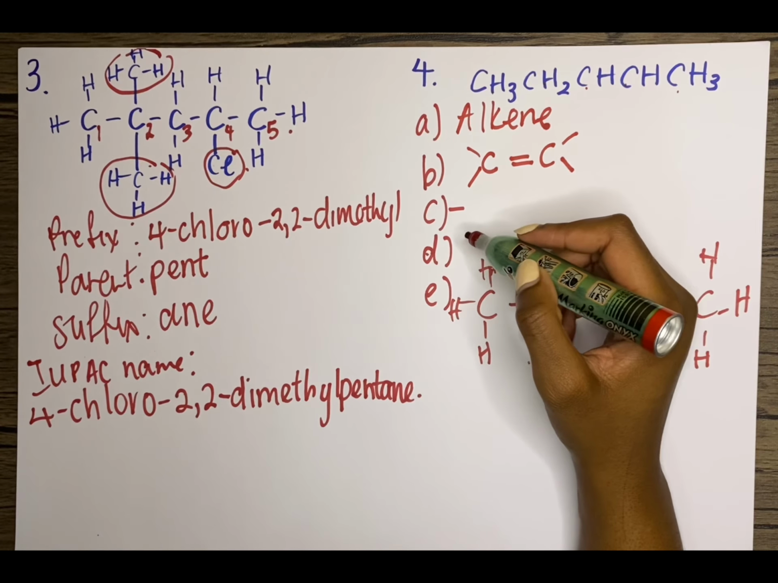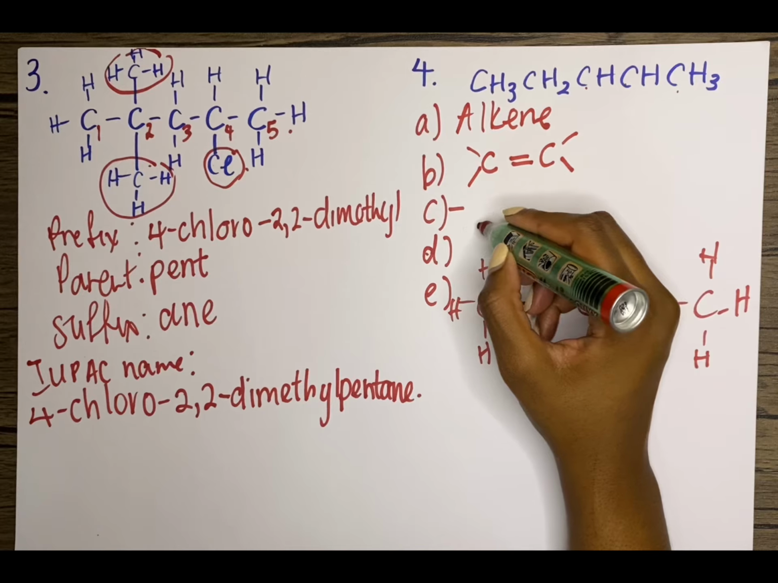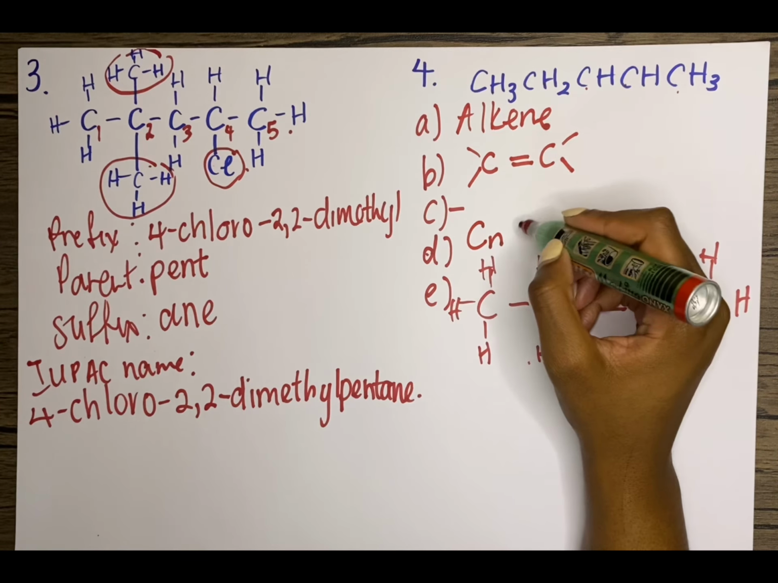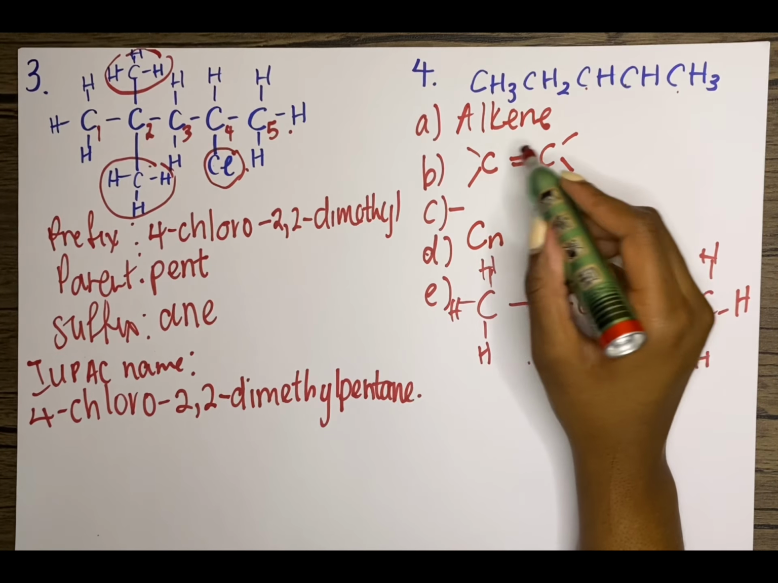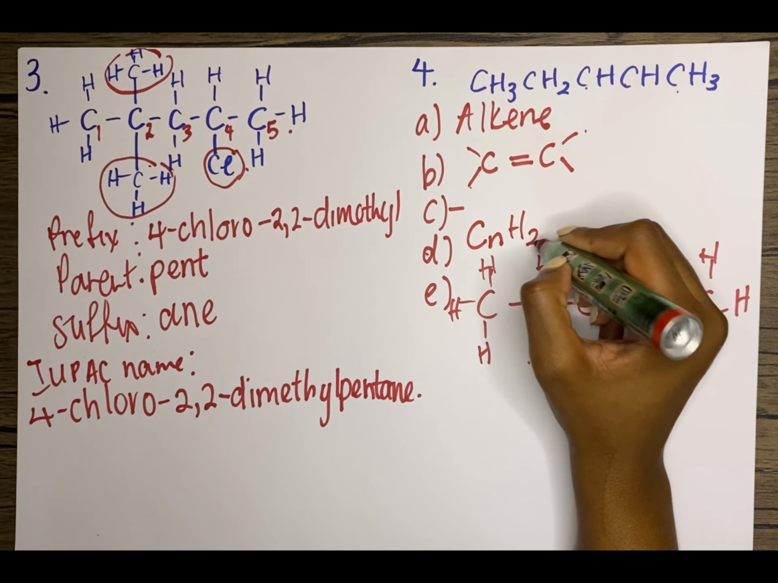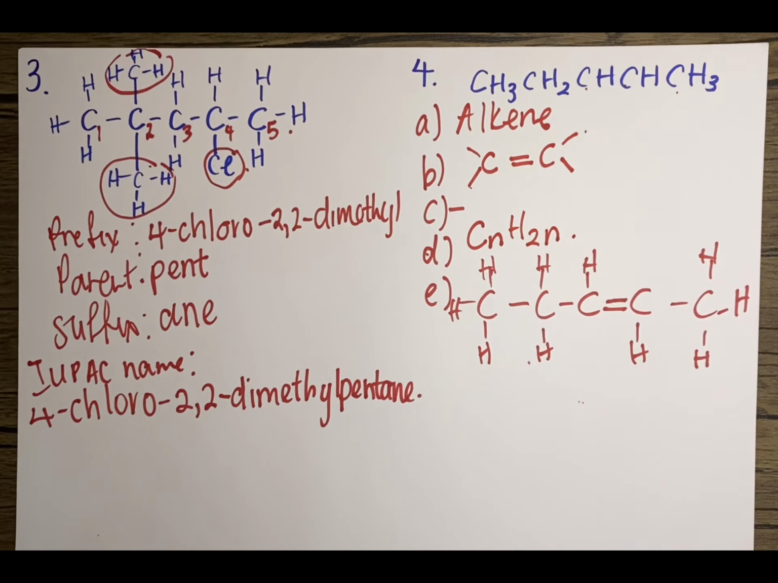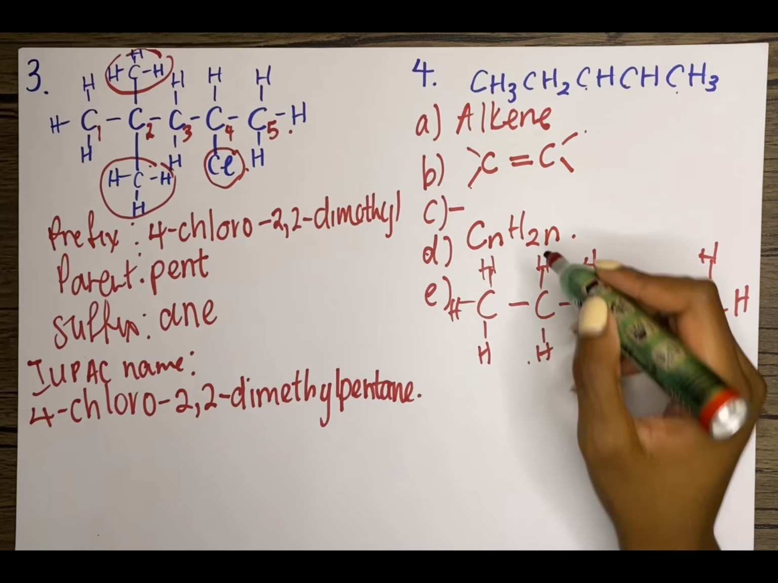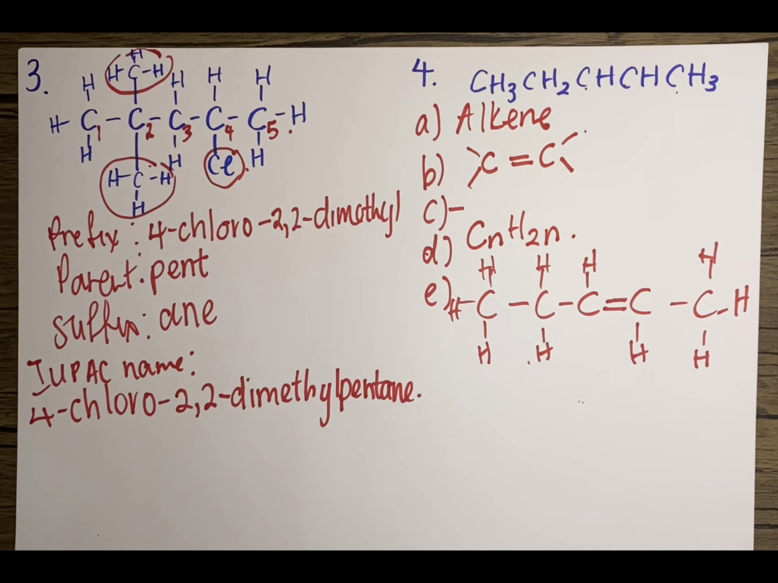And then the general formula, you'll see if I have two carbons, if all these were hydrogens, then it means I'd have 4 hydrogens. So it's CnH2n, which is 4. 2 times 2 is 4, right? So that's why I have 2n there. And then let's get on to the IUPAC name.